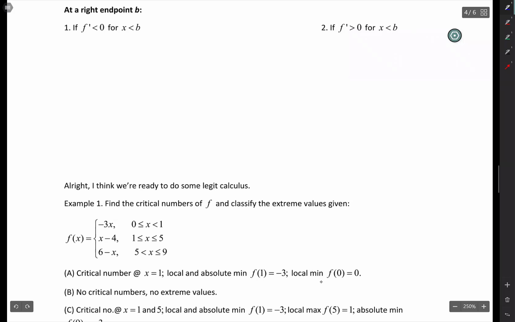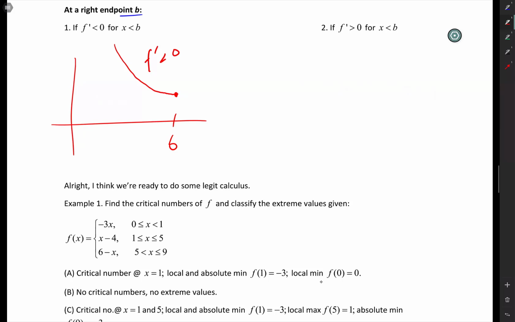All right. This time I'm looking at a right endpoint. So I'm going to say that's my right endpoint, b. And all the x values are smaller than b, and the derivative is negative. I'm going to say that's my endpoint there, and there it is, derivative negative. What do you notice? That is a min.